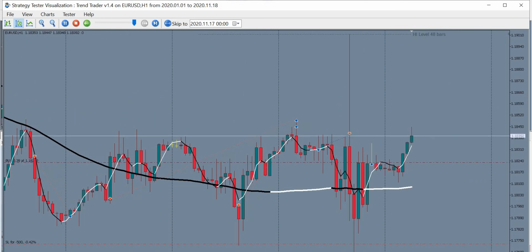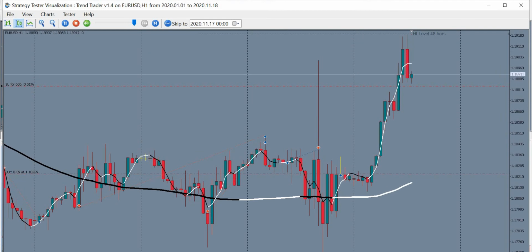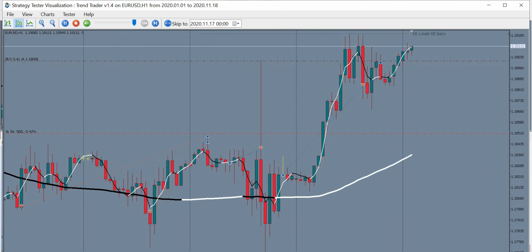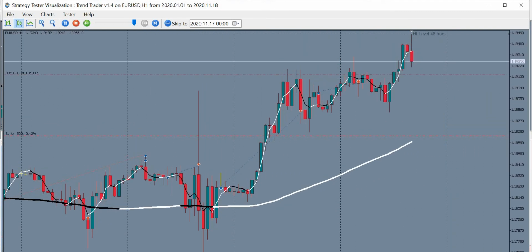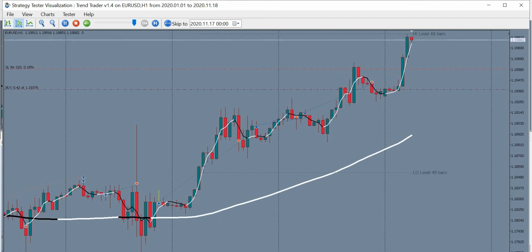But again, do try your settings and do try to match your trading style. I mean, do try the expert advisor to see if it matches your trading style.